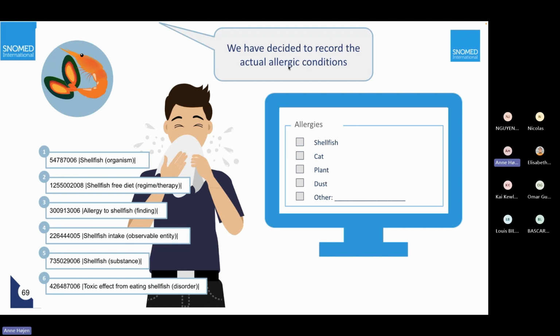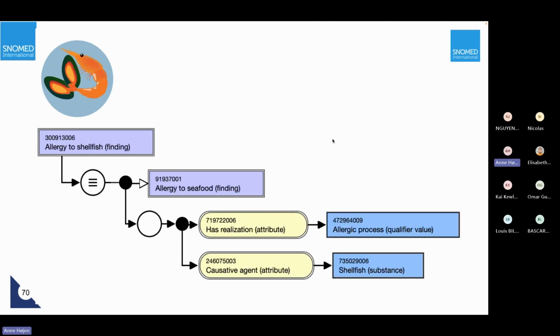In another situation, you may have decided to record the actual allergic conditions. So when you type shellfish, you actually mean I'm allergic to shellfish. So in that case, it would be absolutely okay to use the allergy to shellfish. So you need to agree upon what is the approach that you're using. If you look at the allergy to shellfish concept in SNOMED, you can see that this concept is defined as a type of allergy to seafood. It has a realization of allergic process, and it has a causative agent of shellfish, the substance. So in the first example, we use the substance. In the second one, we use the allergy to shellfish concept.